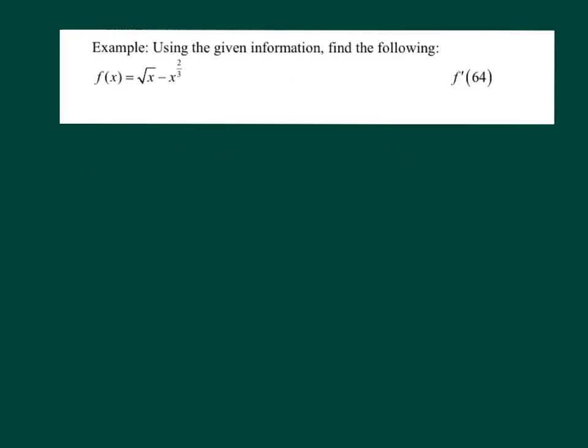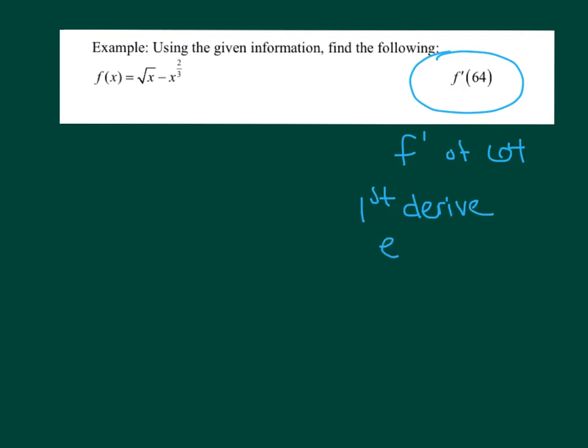Just a few more quick examples to go. Using the information given, find the following. Given f of x equals this function, find f prime of 64. Okay, now, you're going to do this in the order you see it. I read f prime of 64. So we're going to do it in the order we see it. We're going to first derive. Okay, so we're finding the derivative. Then evaluate when x equals 64. Okay, but it's first derive, then plug in your 64.